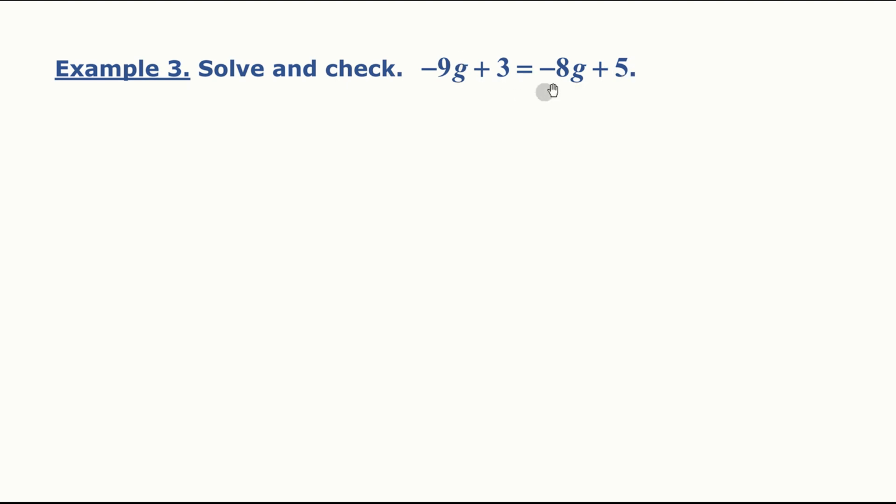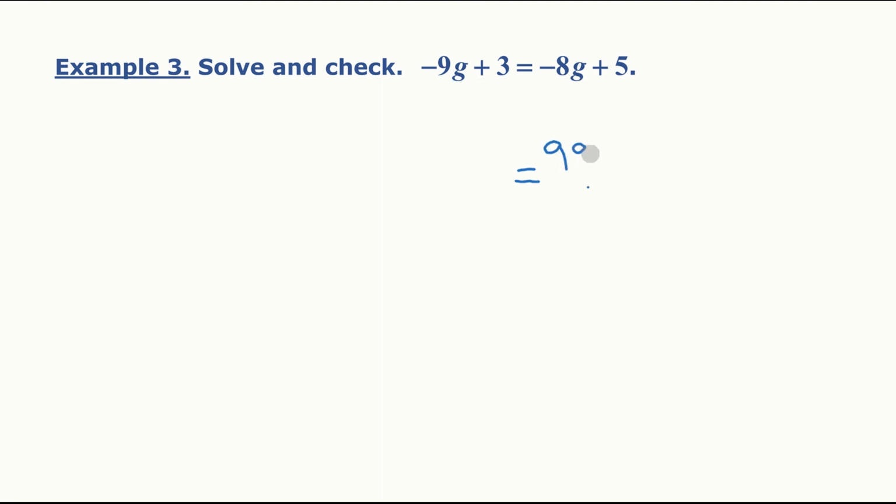Since it's time to separate, you should look to see which of the terms containing the variables in this problem have the larger coefficient. We notice -8 is larger than -9, so that's where we decide to keep the variables, on the right side. So we go ahead and move the -9g to the other side.